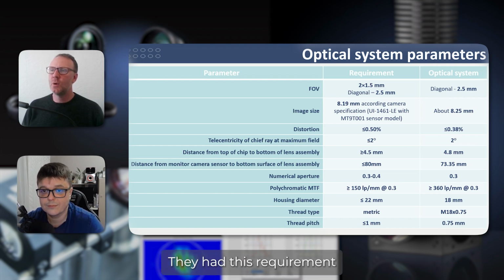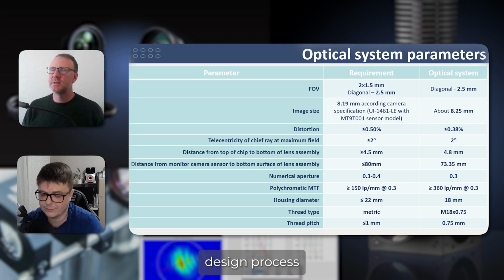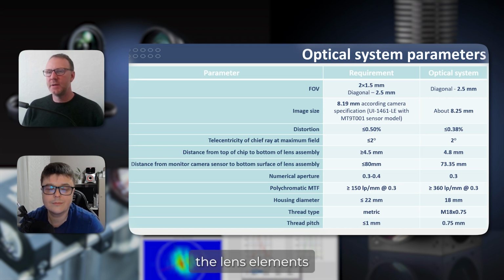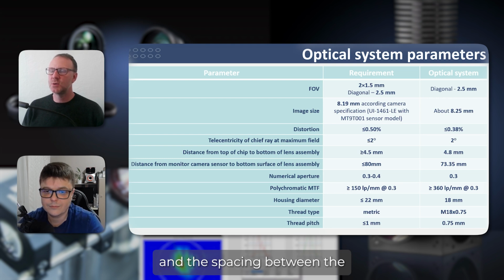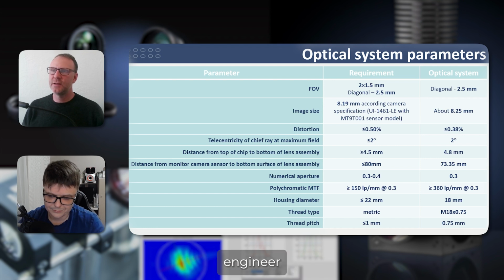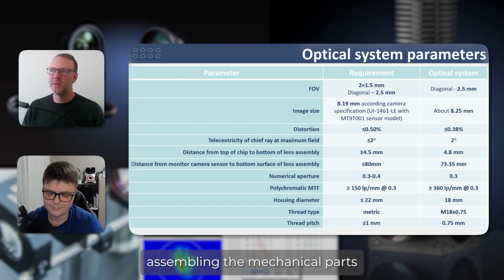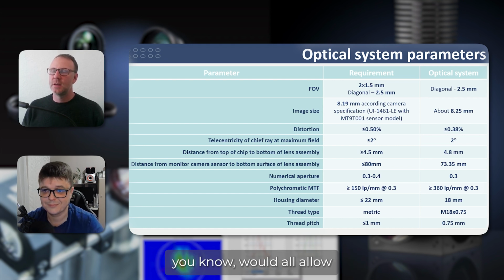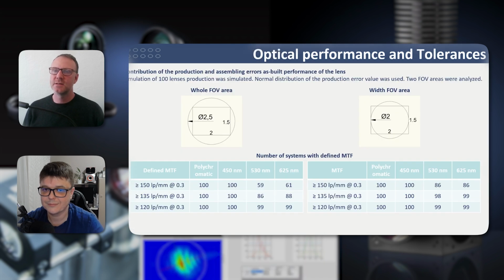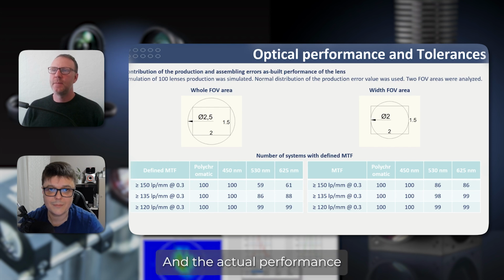So we were approached by the client. They had this requirement. Then we went through a detailed design process where you design the lens elements and then the optical layout of the spacing between the elements and their centration and tilt, and then our optomechanical engineer designed the lens barrel to hold all of those in place, and you prepared production drawings for each of the elements and the overall assembly and the mechanical parts, so that the tolerances would all allow for the lens to be made correctly.